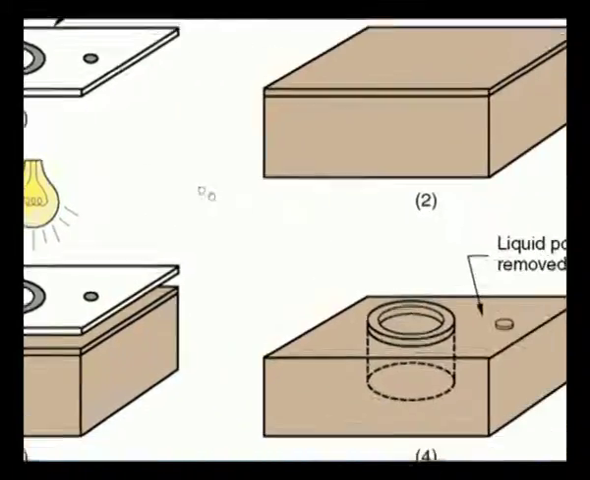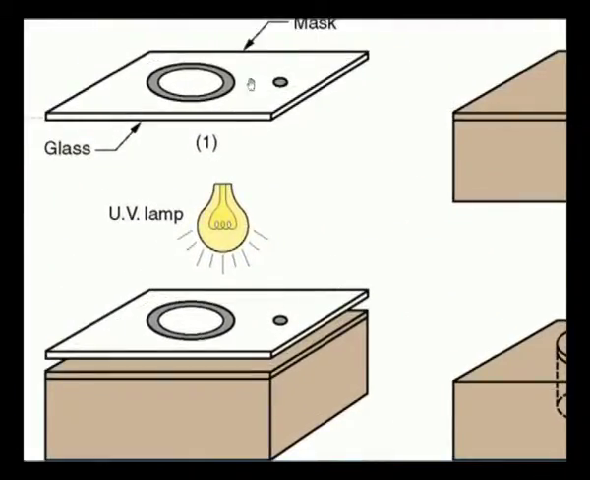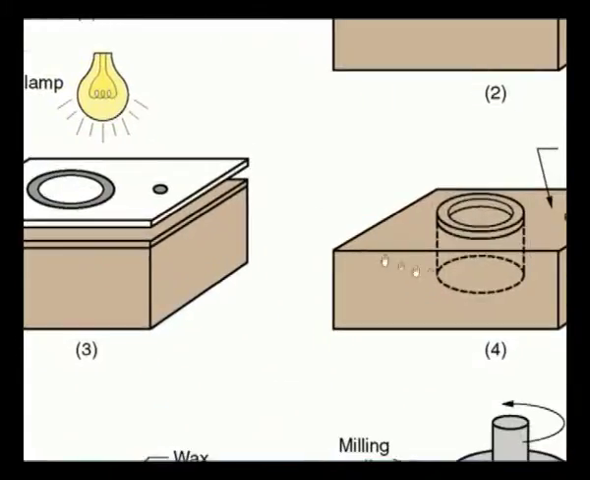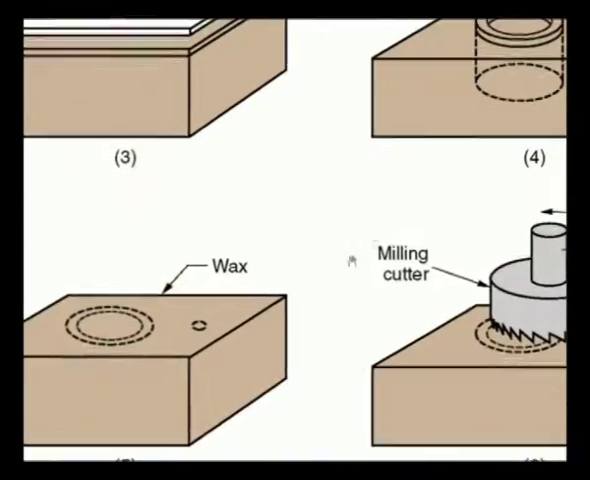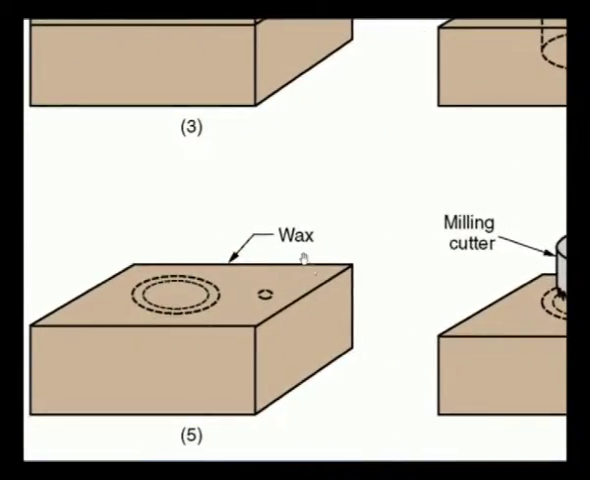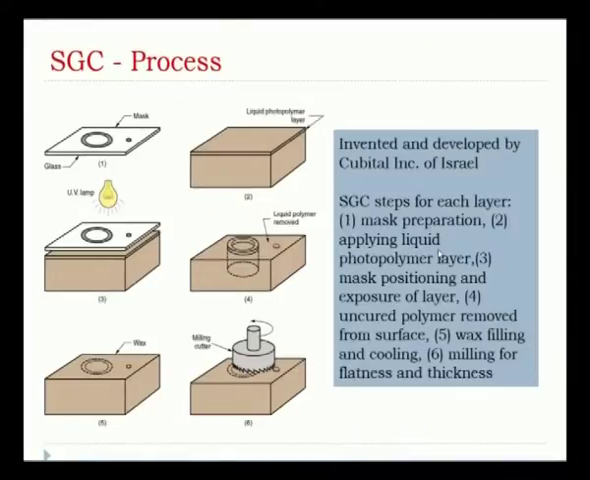That is number one. The second one is applying a liquid photopolymer layer on top of the layer where it is going to be processed, followed by placing this glass mask over the material, and then the UV lamp is going to give the energy to cure the material, right? Followed by removing unwanted polymers which are deposited over it. Finally we apply wax on top of it, and then we use a milling process to take off the excess amount which is deposited on the top. So this is the process. Is it clear?